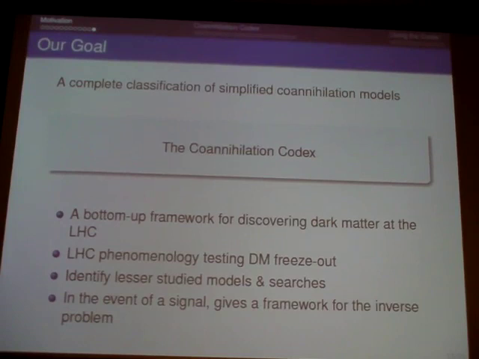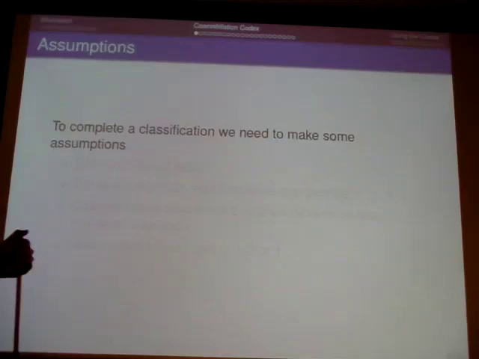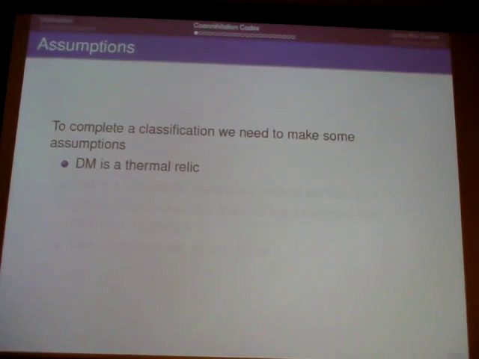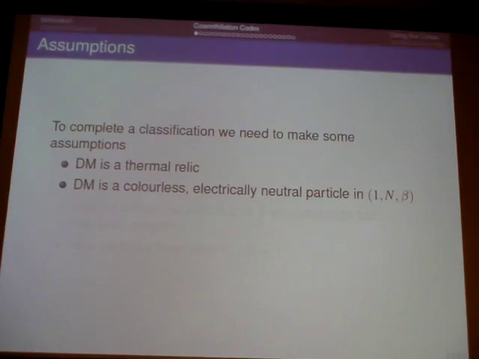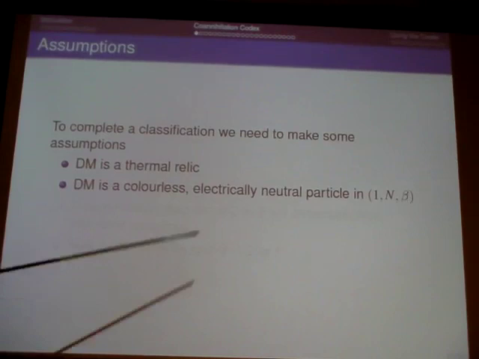Okay, so onto the classification. To do any kind of project like this, you need to make some assumptions, and we try to make a minimal set of assumptions that allows us to talk about a wide range of models, but in a way where we can make progress. So we assume that dark matter is a thermal relic. We assume that dark matter is a colorless, electrically neutral particle in (1, N, β) of the standard model SU(3) × SU(2) × U(1) gauge group. And we're always going to choose β so this multiplet has an electrically neutral component.